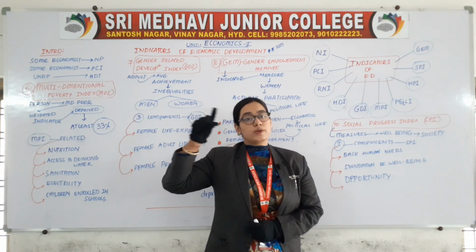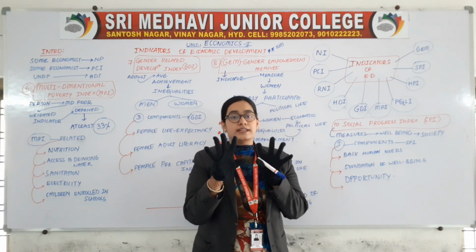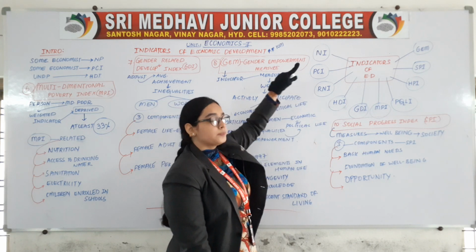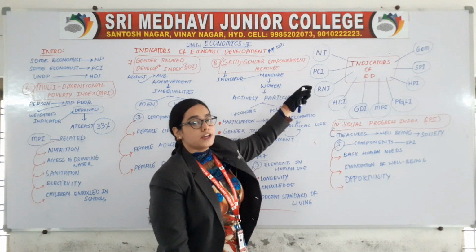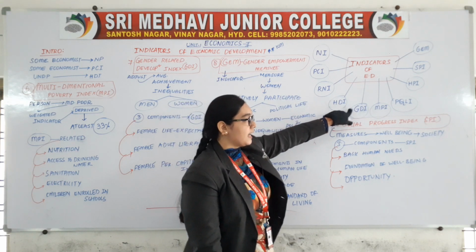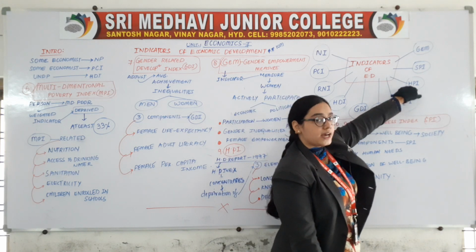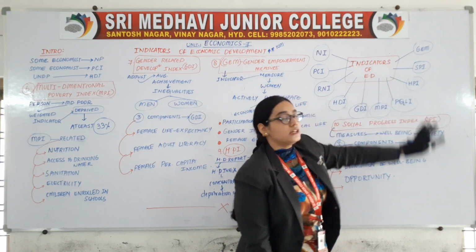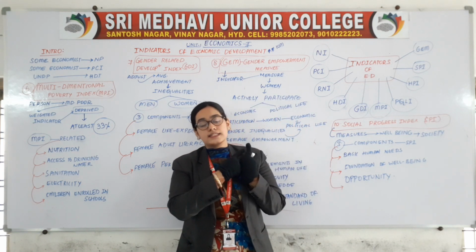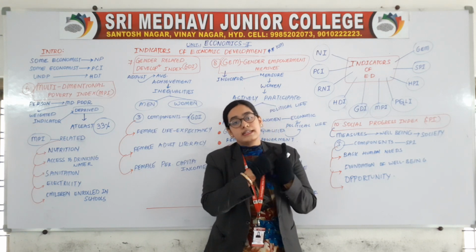So what is the name of the question? Indicators of economic development. There are 10 points. Let us recall all the side headings: National income, per capita income, real national income, HDI, GDI, MPI, PQLI, HPI, SPI, and GEM. These are the 10 points which are completed, a long answer from unit number 10, which is going to come in your board exam for 10 marks.